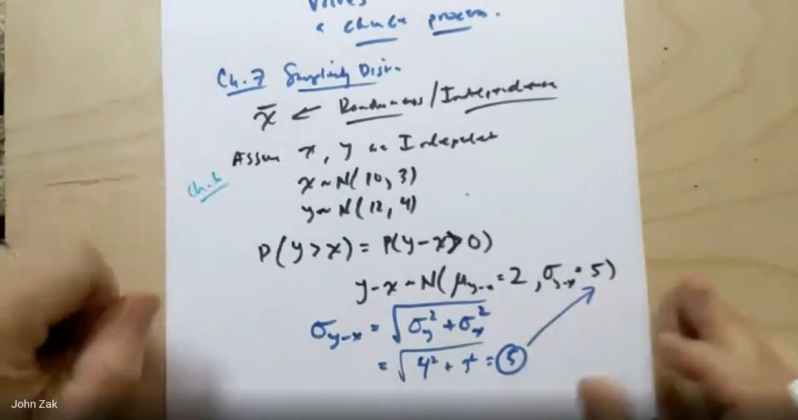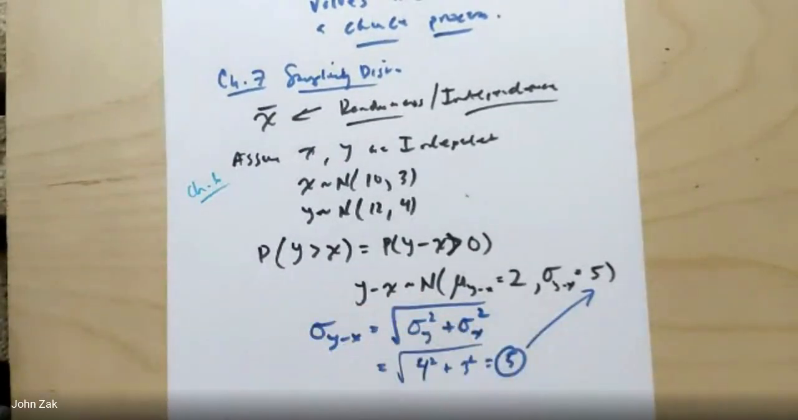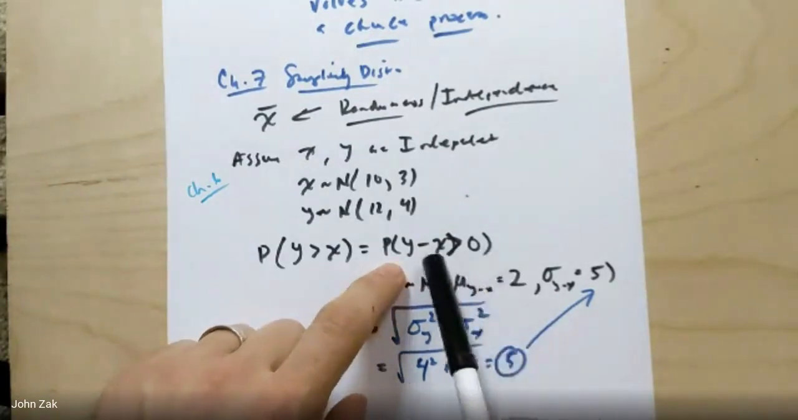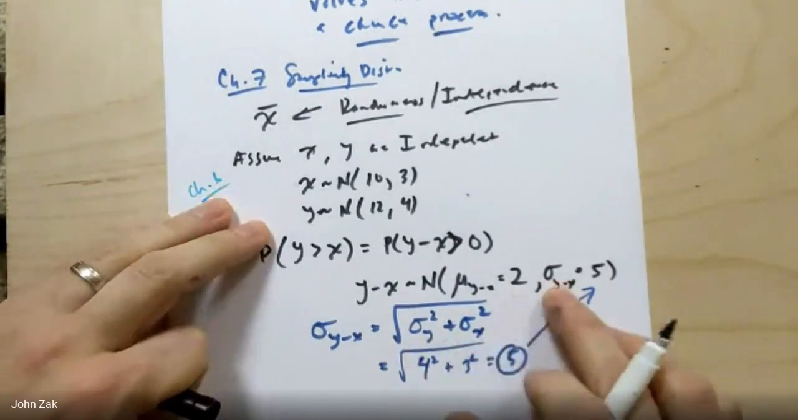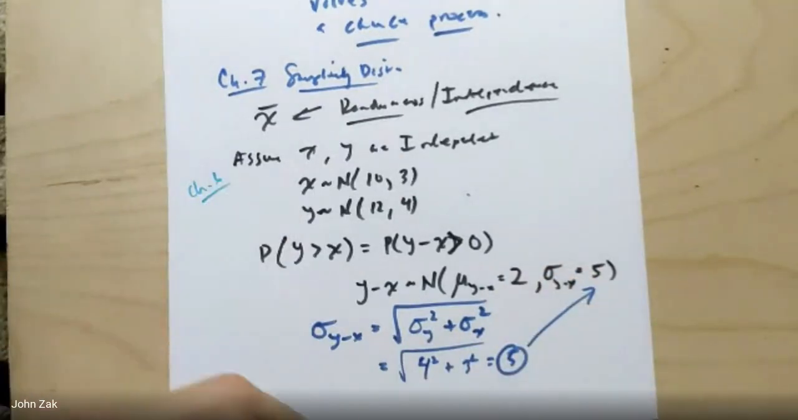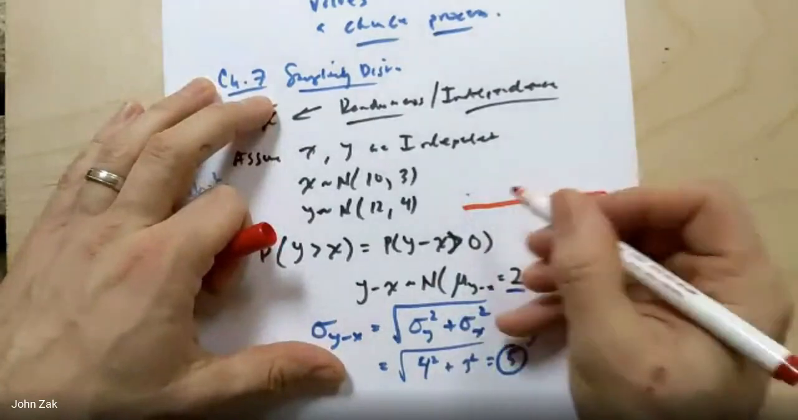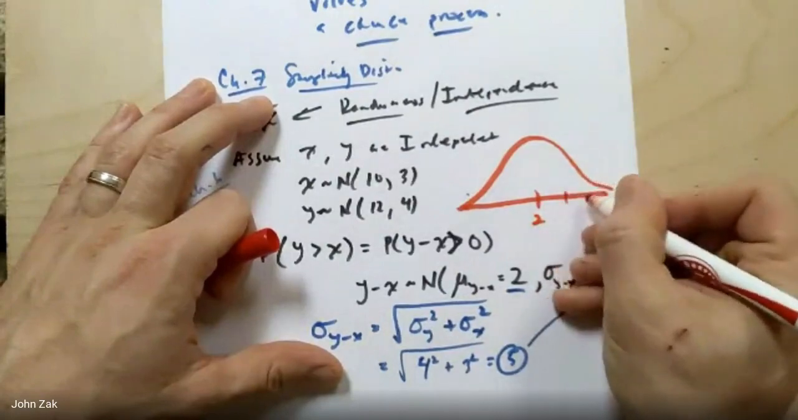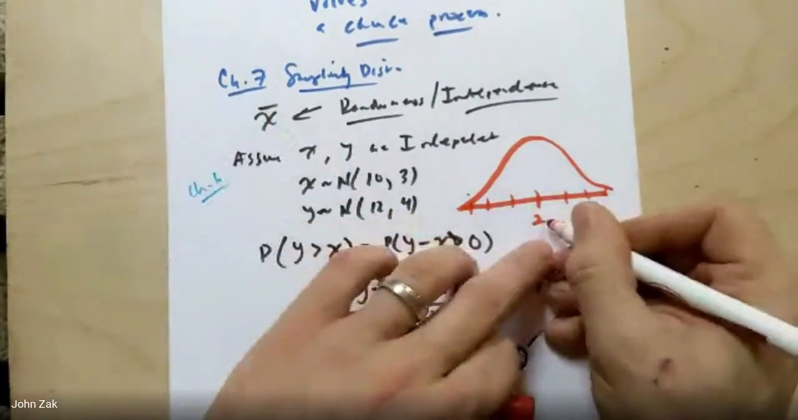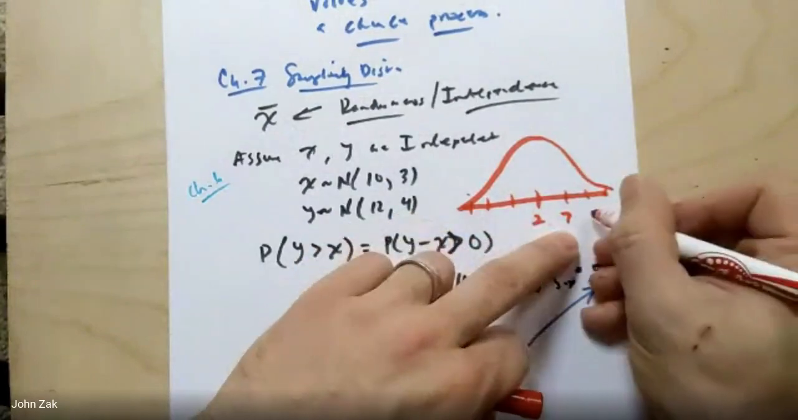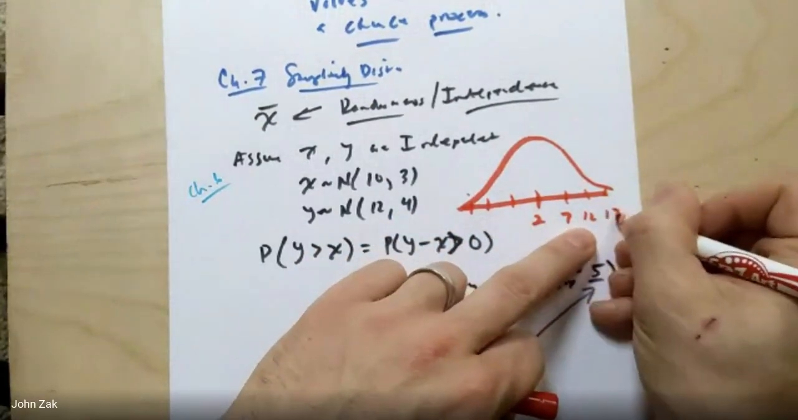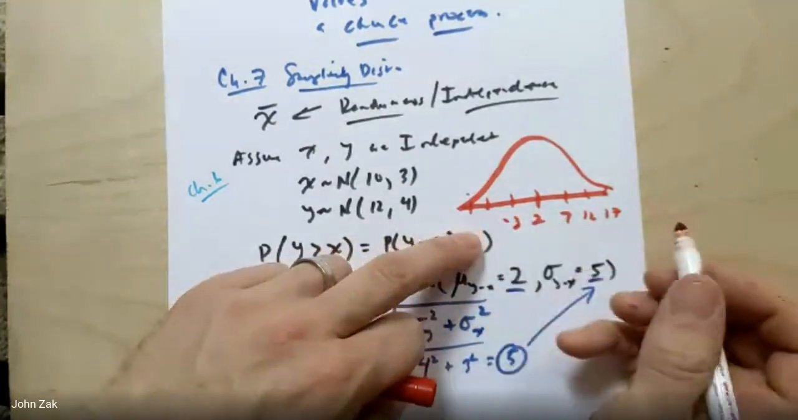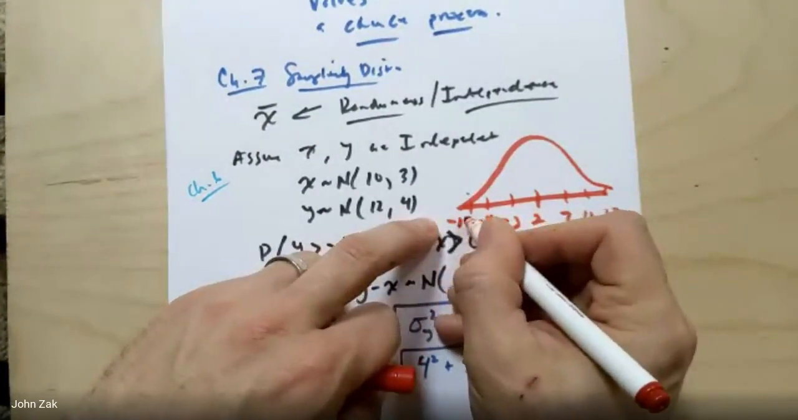Beautiful. If I want to know the probability that Y minus X is greater than 0, I can use this normal distribution with a mean of 2 and a standard deviation of 5. Let me get another color. If I sketched this distribution, here we've got 2, and the standard deviation is 5, so this would go up to 7, add 5 again, 12, add 5 again, 17. Subtracting 5, that's negative 3, negative 8, negative 13.